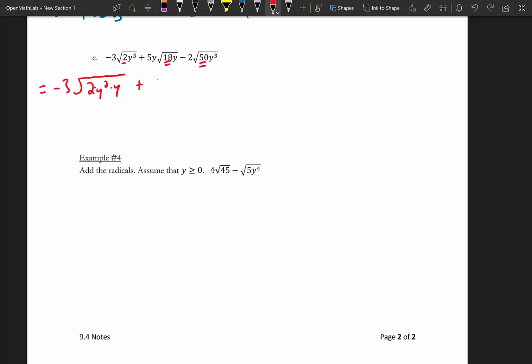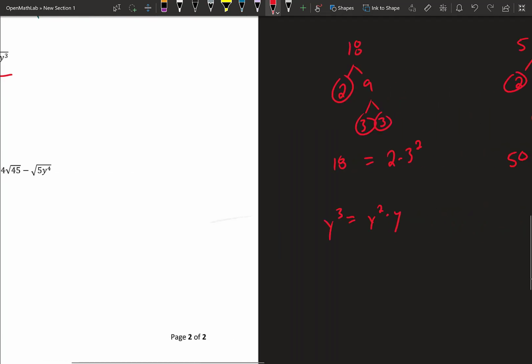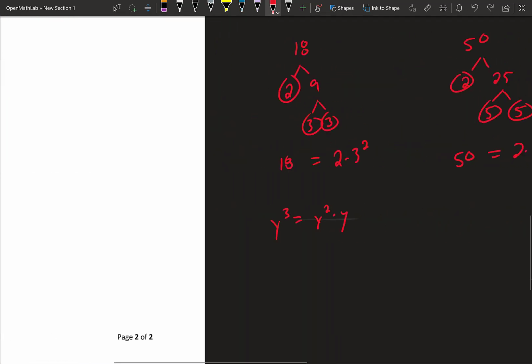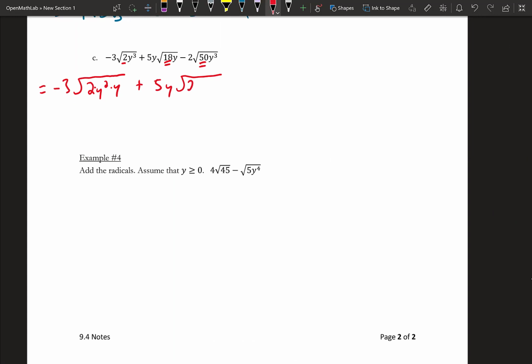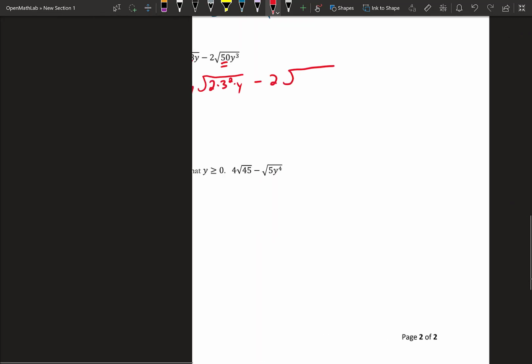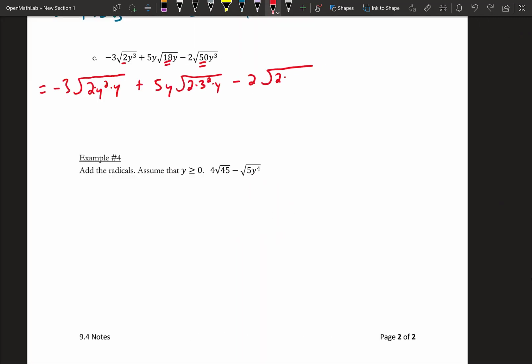Then I would have plus 5y times the square root of, and then 18, let's write that in prime factorization form. That was 2 times 3 squared, right, times y. Then we'd have minus 2 times the square root of, and then 50 was 2 times 5 squared times y squared times y, right? Because that's how we want to rewrite y cubed.